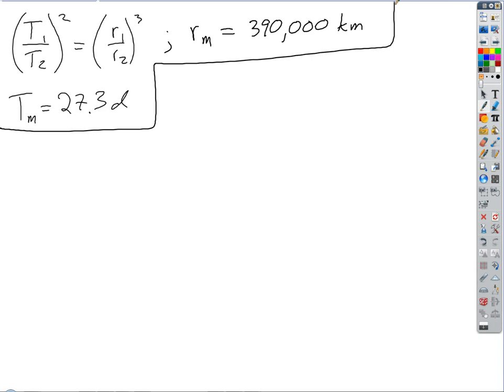24 hours. Yeah, one day, right? They would need to pass around the Earth in exactly 24 hours so that they could line up over the same spot the whole time.